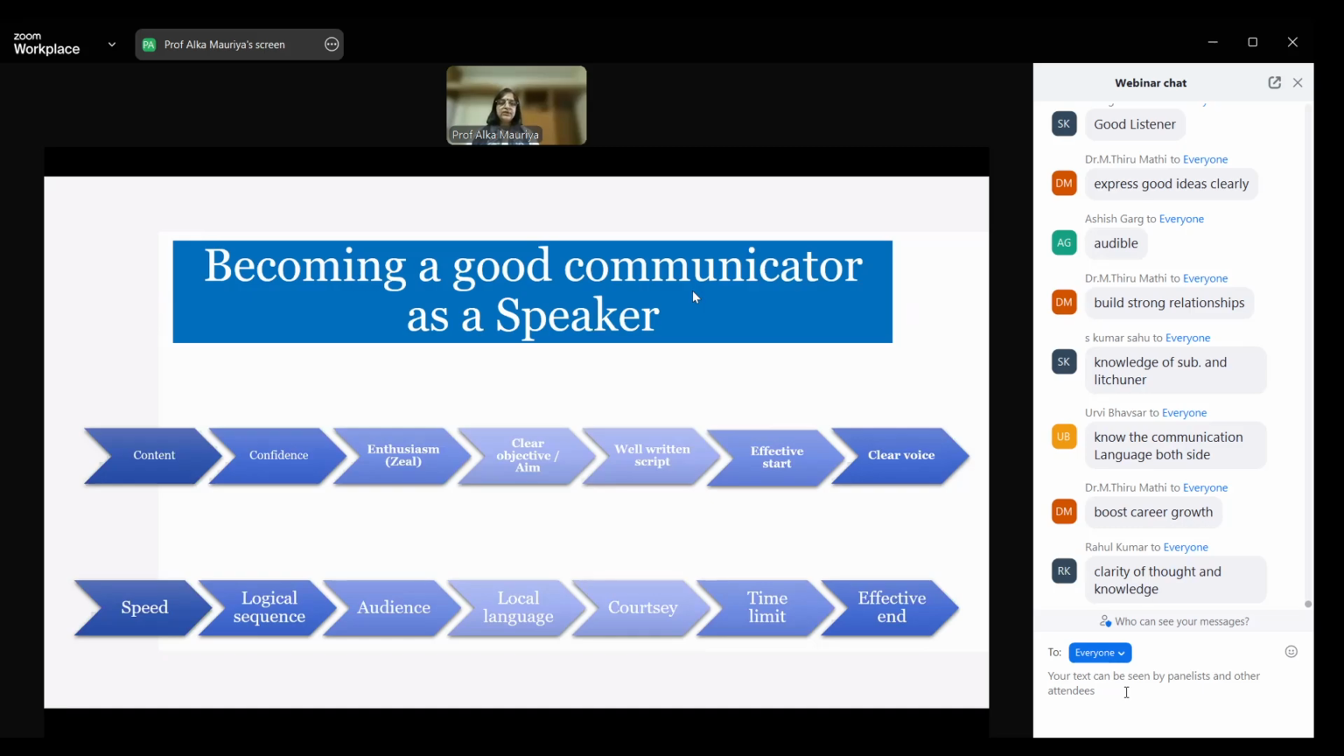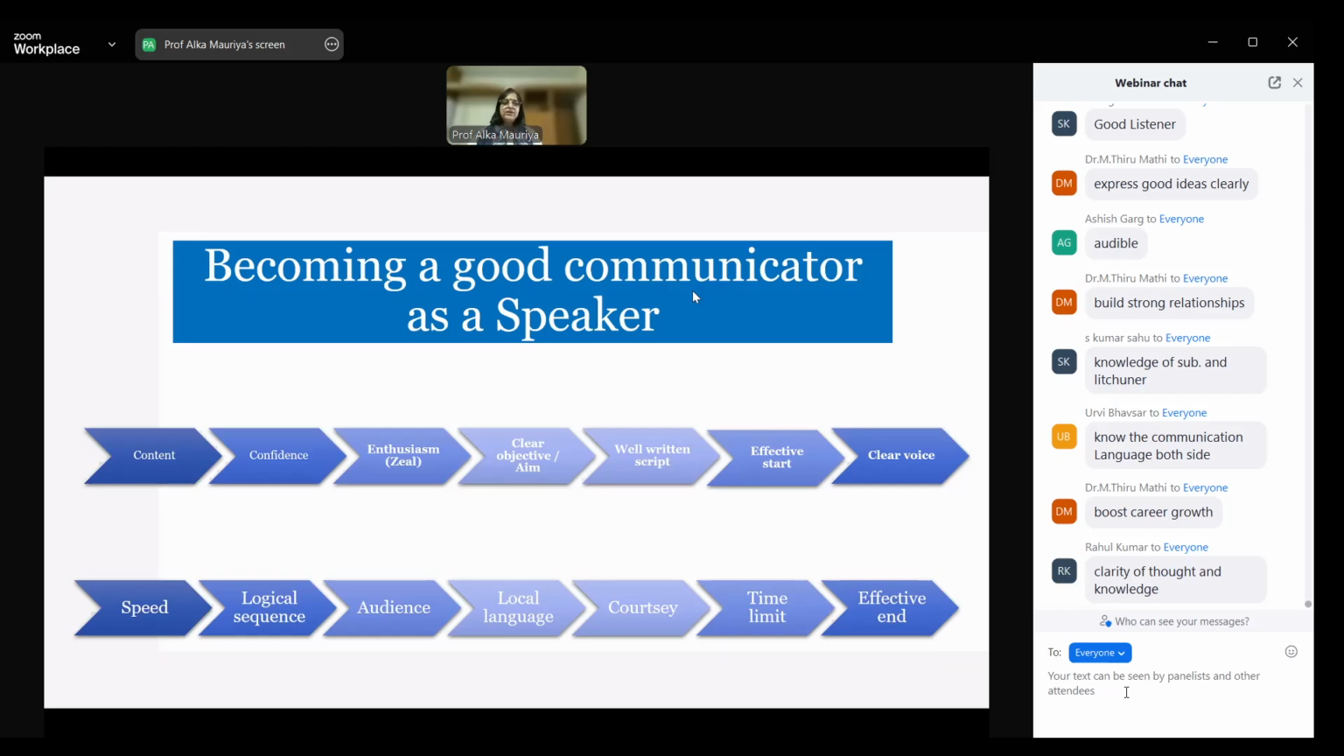Until and unless you have good content with you, you cannot be a good teacher in the class. I'll give you one simple example. I teach international business. I'm a faculty of management. And fortunately, when we talk about management, we have lots and lots of real world examples out here that we can discuss in the class.